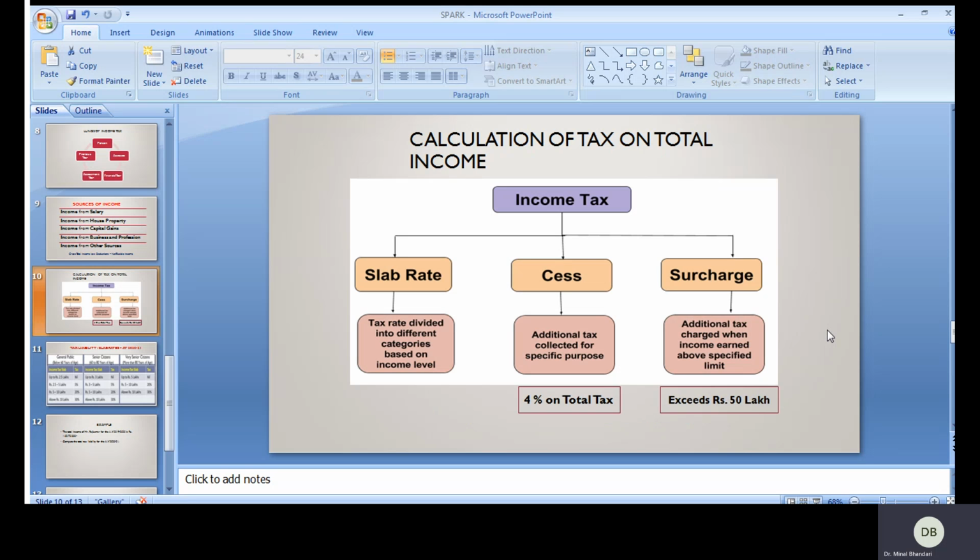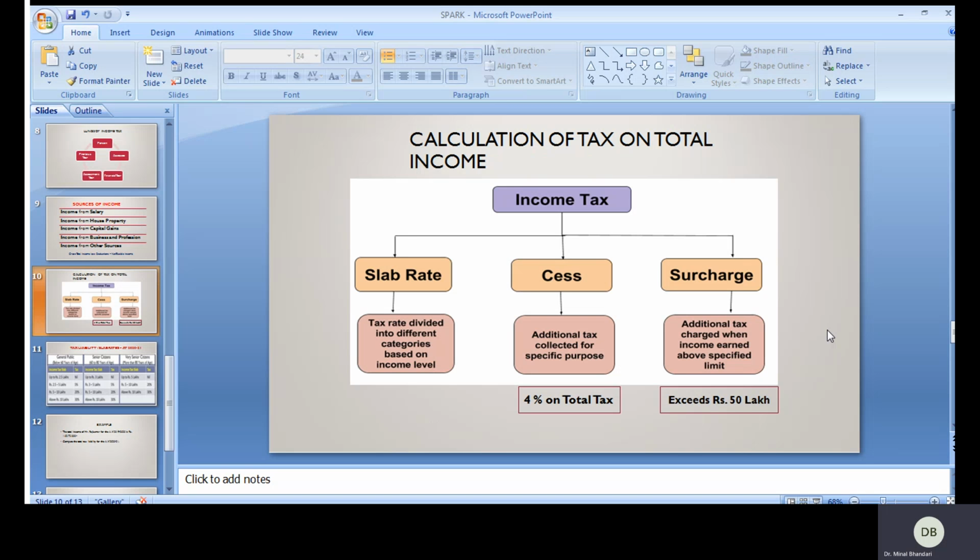Now the most important thing for every taxpayer is the assessee. Generally we use the word taxpayer, but according to the Income Tax Act, a taxpayer is an assessee. This is the area of interest for every person who is earning income: how to calculate tax on total income.